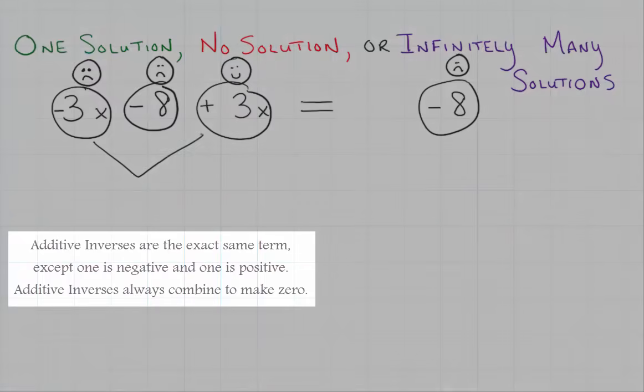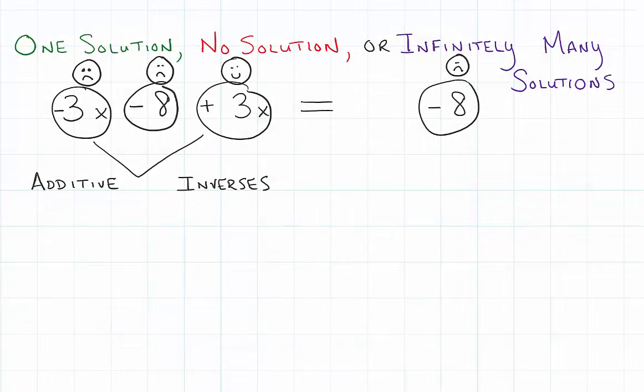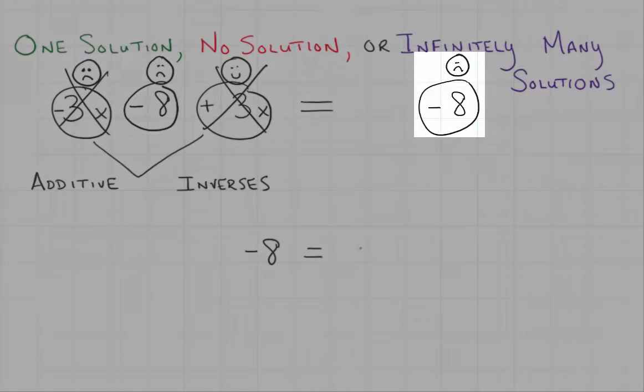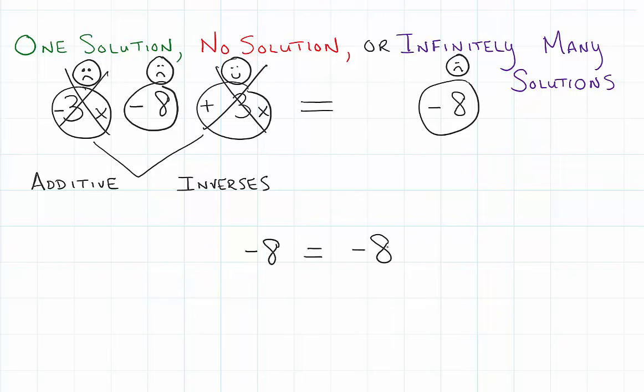And what we notice when we try to combine our variables is that, again, we have additive inverses. Remember, additive inverses always form 0. So negative 3x and positive 3x, they'll cancel each other out. Well, what are we left with? On the left side, we're left with negative 8. And on the right side of the equation, we're also left with negative 8. Are those two numbers the same? Well, looks to me like they are. Negative 8 is the same as negative 8, which means we are going to have an infinite amount of solutions.